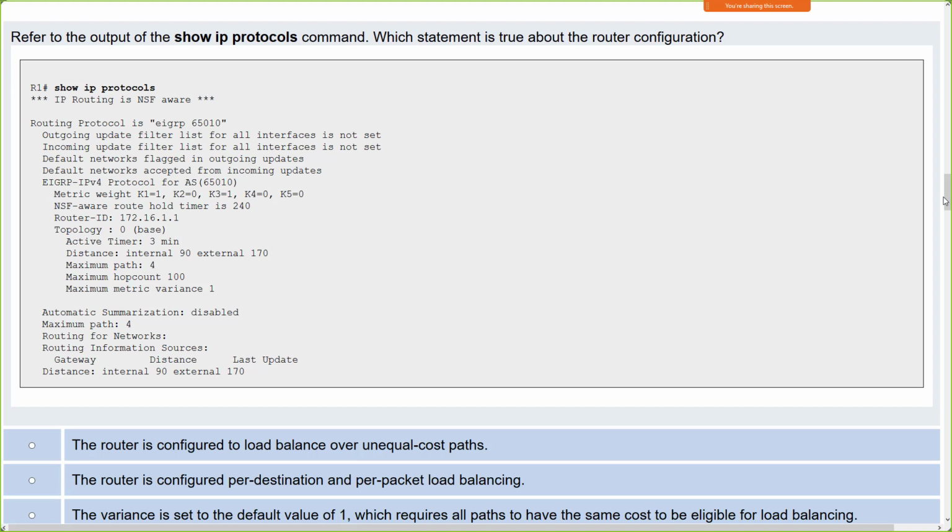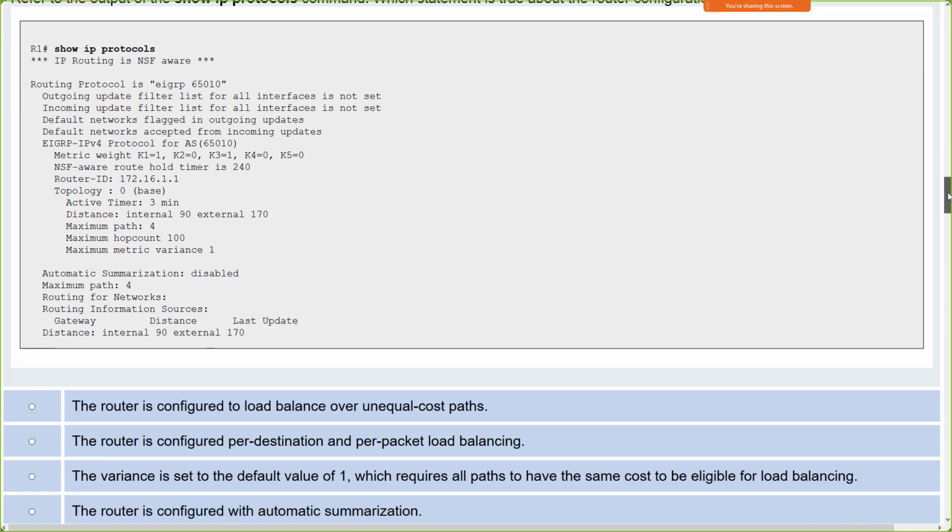Refer to the output of the show IP protocols command. Which statement is true about the routing configuration? Well, as I scan through this, we're using EIGRP autonomous system 65010. We're not doing any route filtering. We have our default K values. The router ID is 172.16.1.1. Administrative distance values haven't been modified, 90 and 170. Maximum paths is the default, which is 4. The variance is 1, so only equal cost load balancing. Automatic network summarization is disabled, so no summarization to major boundaries. So it looks like kind of a standard EIGRP configuration.